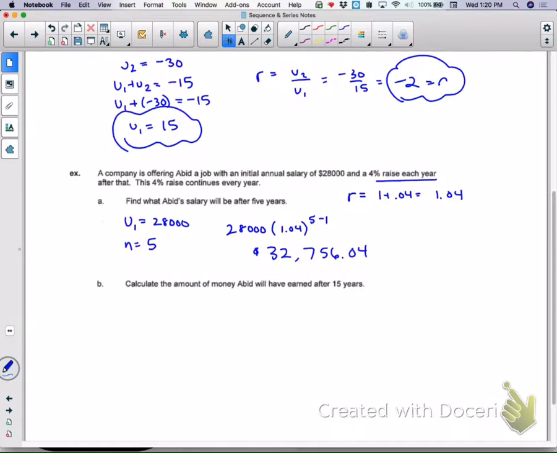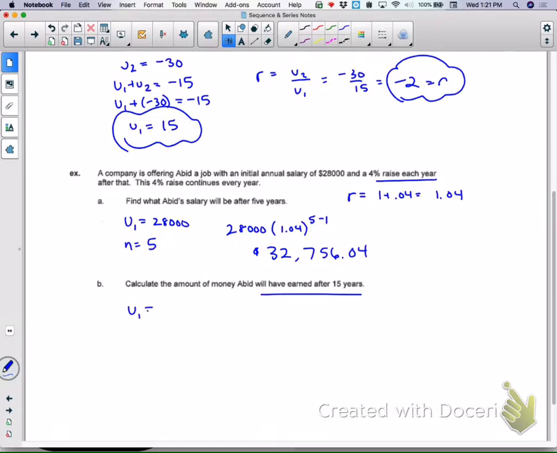Now, how much will he have earned after 15 years? This is going to be a sum, okay? It's not how much will he earn in the 15th year. I think that means more of, in the 15th year, how much is he making? What's going to be on his taxes? In this case, it wants to know how much will he have saved, okay?